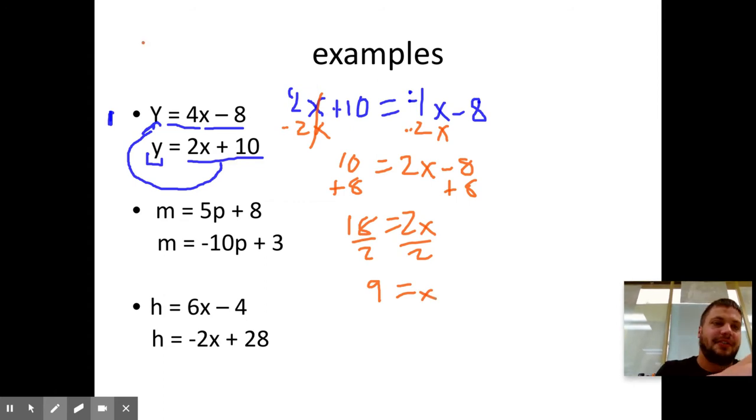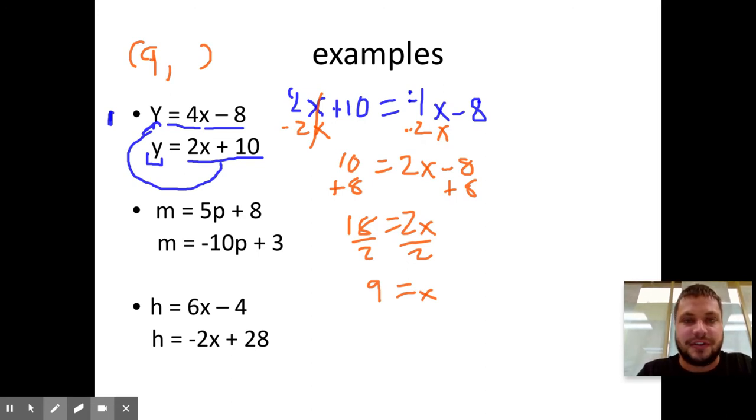So my answer is currently 9. 9 was an x value, so I put it in the x slot. Remember, really, this is just the xy combination that makes both equations true. It's also the point where these two lines would cross each other on a graph.